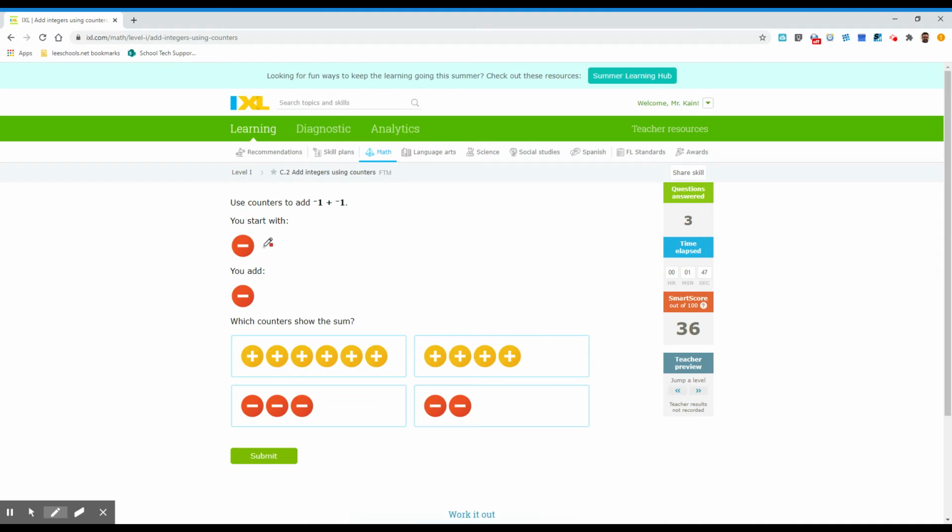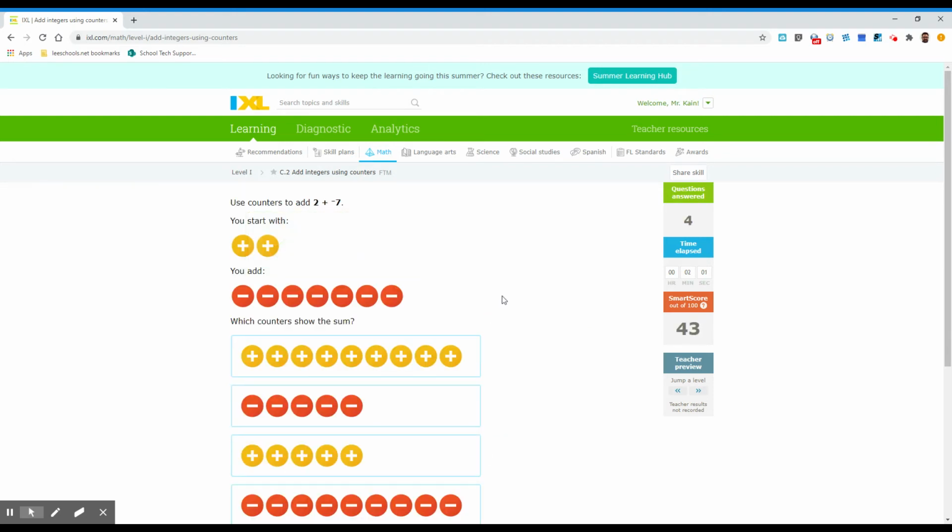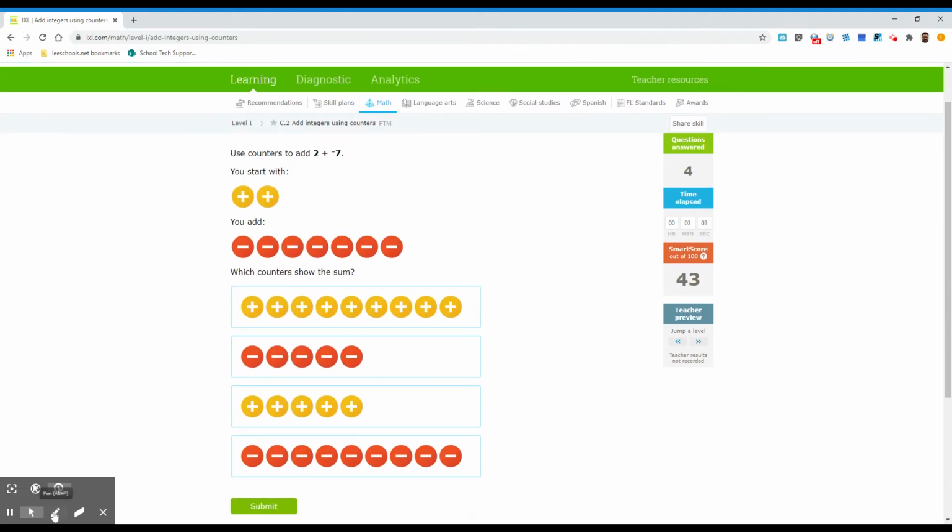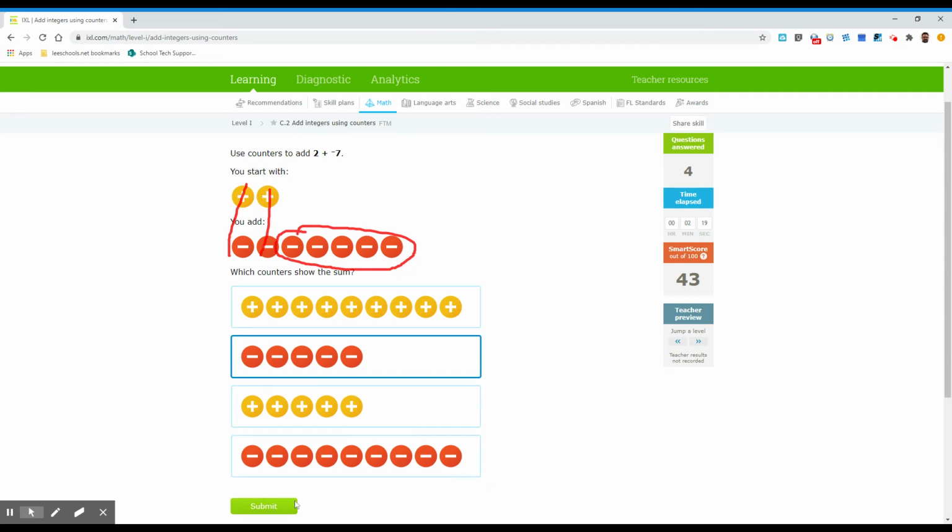So if you start with a -1 and you add a -1, if you have 2 negatives, they don't cancel each other out. They combine because a negative doesn't cancel a negative. So you're left with -2. Okay, since these two cancel, you're left with this many. If you count these up, we have 1, 2, 3, 4, 5 negative counters, which is your answer, -5. So 2, plus -7 leaves you with -5.